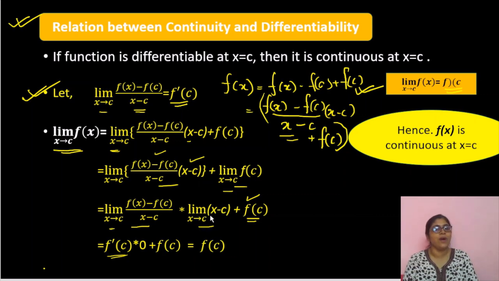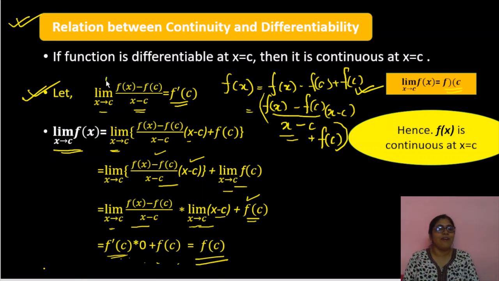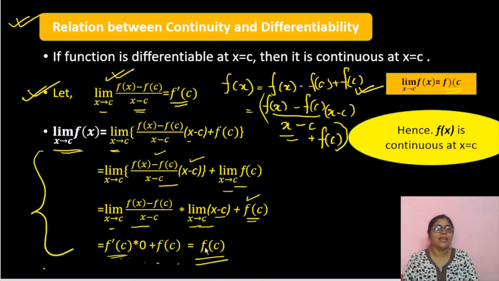And what is the value of limit of (x - c) when x tends to c? This is 0. So f'(c) into 0 plus f(c). So what will be the value? The value is f(c). So we have taken that the function is differentiable, and now we have proved the function is continuous. So we have proved our point. Hence f(x) is continuous at x = c when it is differentiable at x = c.